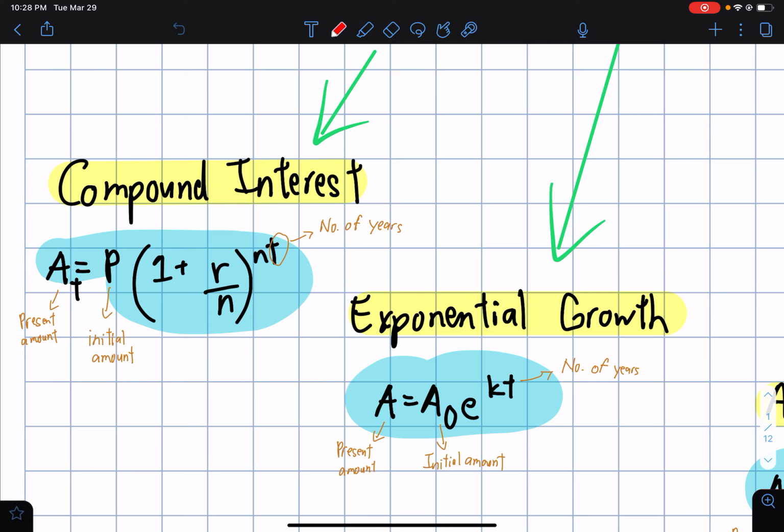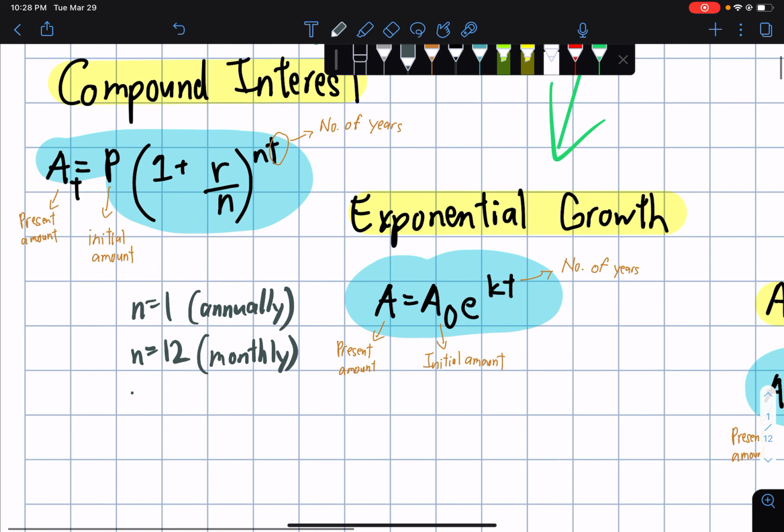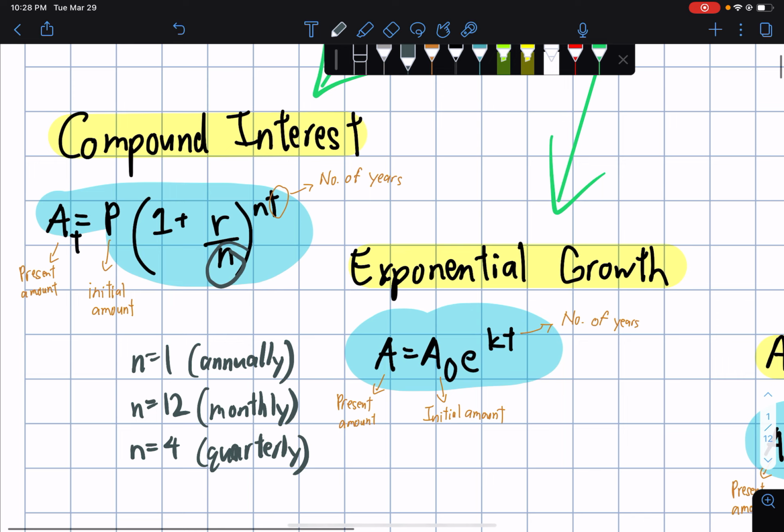It could be annually. If it's annually, then N is 1. And if it's monthly, N is 12, since there are 12 months in 1 year. And if it's quarterly, N is equal to 4, since there are 4 quarters in 1 year. That's everything that you have to know when it comes to N. It's the interest compounded. And for T, it's basically the number of years.